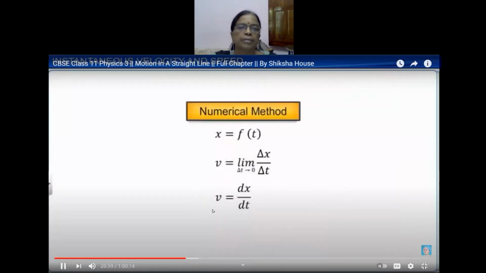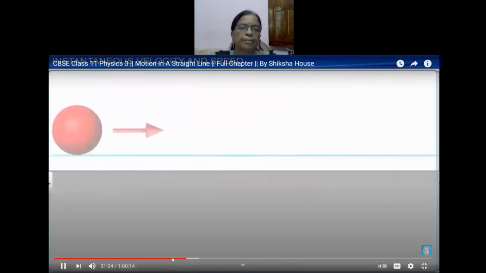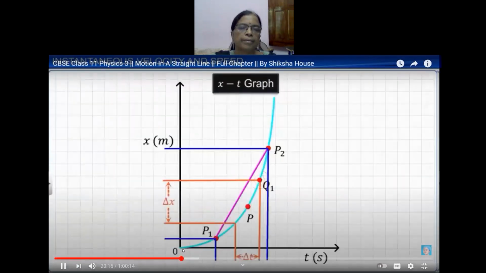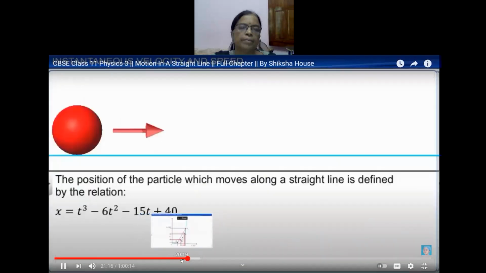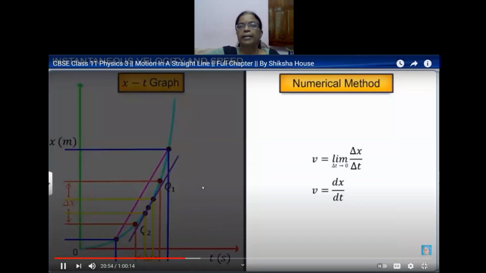Let's go on. The position of a particle that moves along a straight line is defined by the relation, where x is expressed in meters and t in seconds at any point. Okay, let's solve. Here we are explaining the numerical method. Delta x by delta t is the average velocity. And then how do we determine the instantaneous velocity? What limit is given?